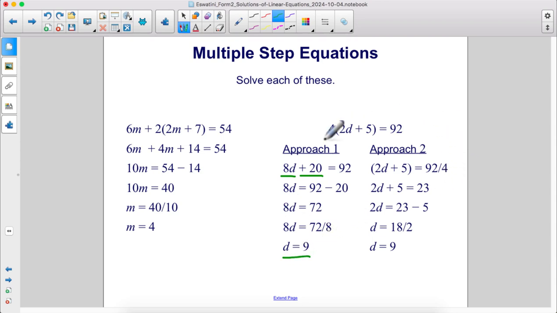Over here, first we divide both sides by 4, giving us 2d plus 5 equals 23. Then we subtract 5 from both sides, and then divide both sides by 2, giving us the same answer of d equals 9.